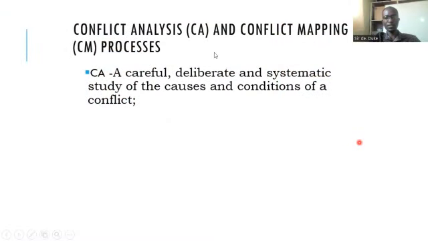Now let's look at another critical aspect in conflict management or in peace and security studies, which is conflict analysis and conflict mapping. What do we mean? What is conflict analysis? What is conflict mapping? Conflict analysis is a careful, deliberate and systematic study of the causes and conditions of a conflict.